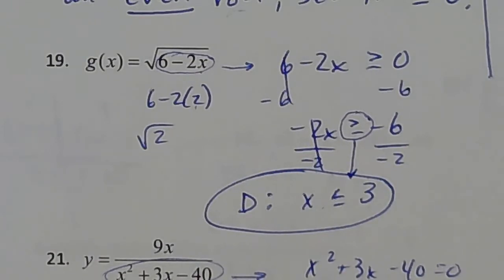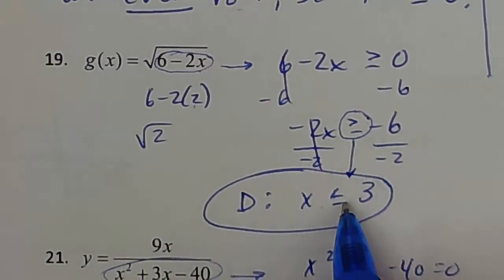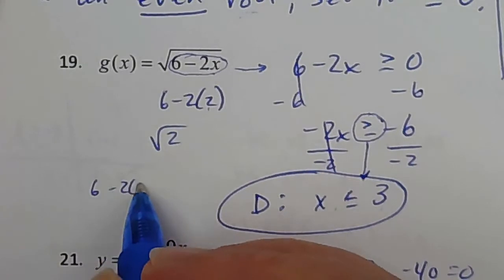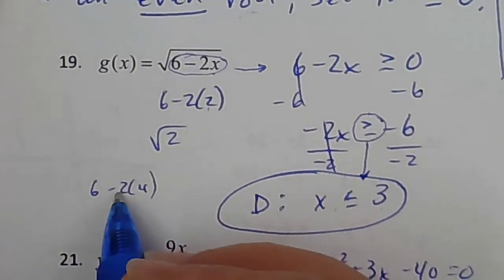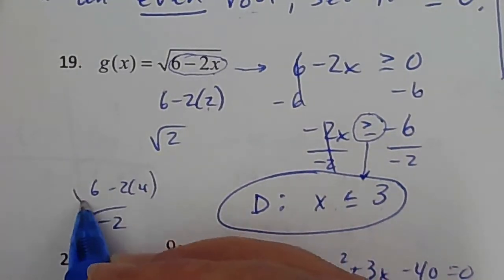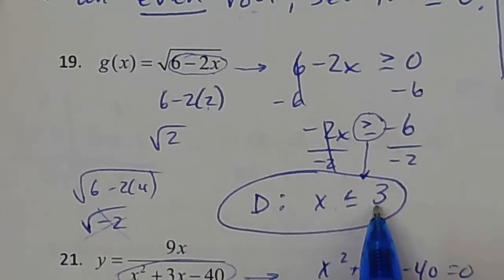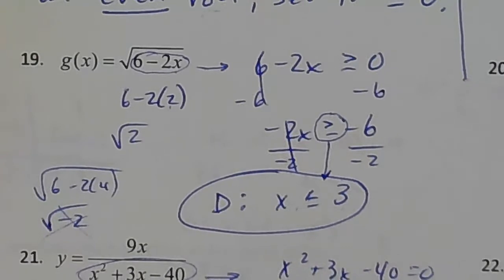If I gave you something that didn't work, on the contrary, if you're checking your answer on the quiz Wednesday, maybe you could try 4. Well, 6 minus 2 times 4, that's 8. Now I get a square root of negative 2 underneath there. That's why we don't want 4. We want numbers 3 or below, and it works.